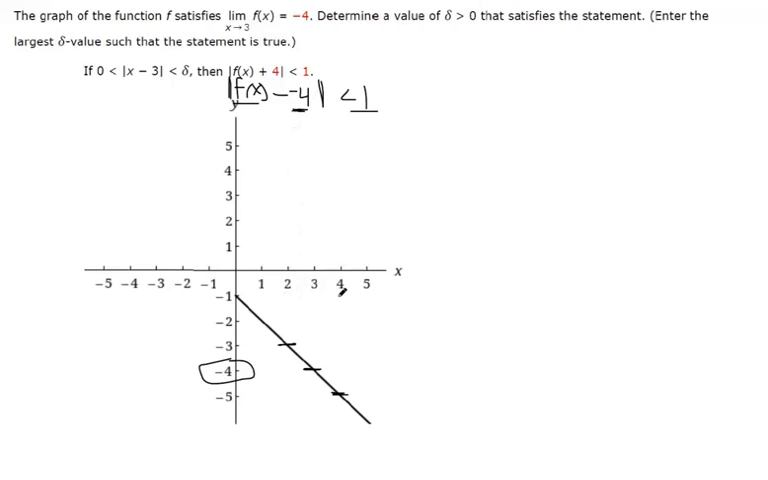So that's x equals 2 and x equals 4. Those are the x coordinates where that happens. But look, you start on x equals 3. You can only be 1 unit to the left or 1 unit to the right. So that means the distance from x equals 3 can only be 1. That's the biggest possible value for delta that makes this statement true.